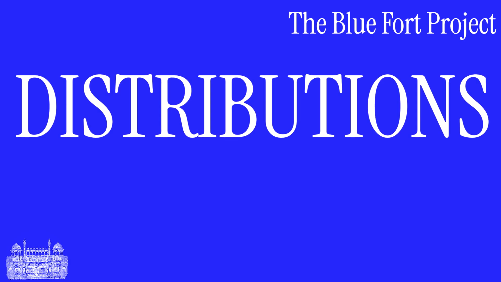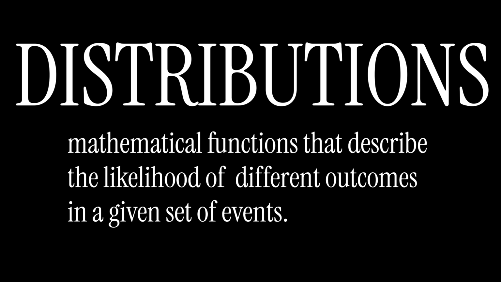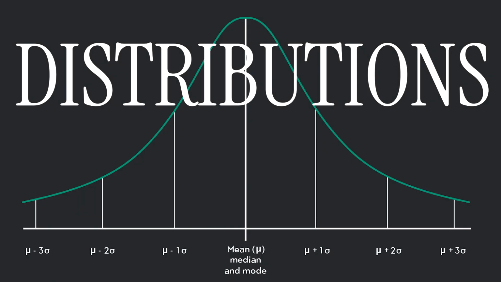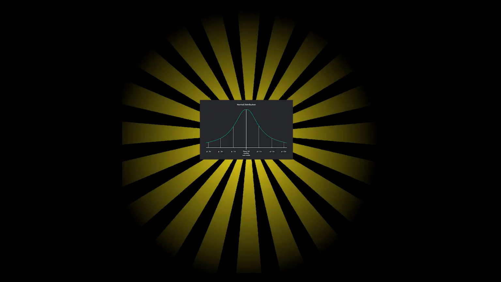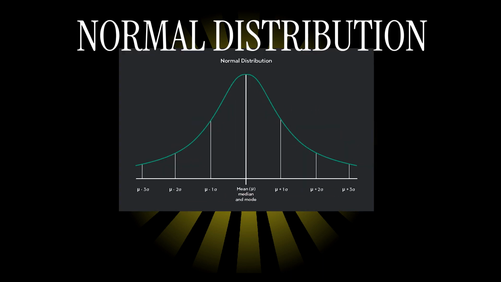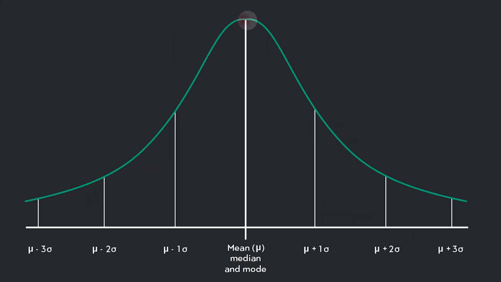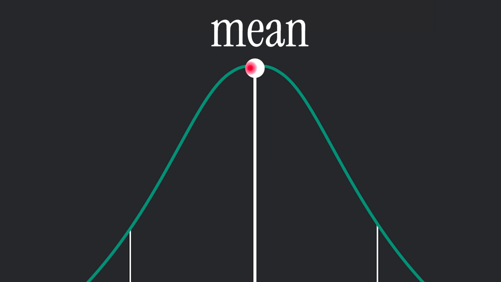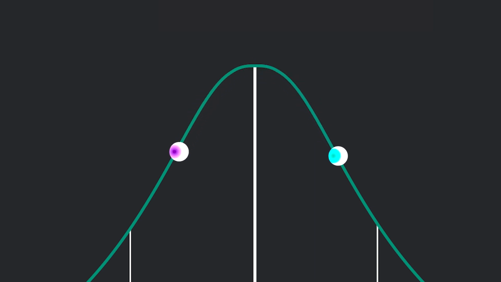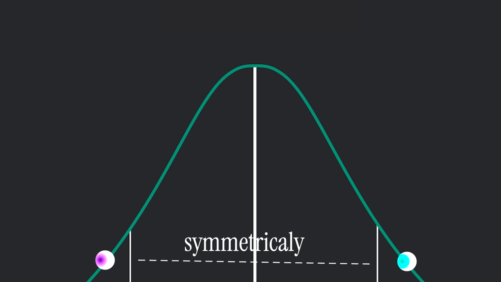Let's talk about distributions. Distributions are mathematical functions that describe the likelihood of different outcomes in a given set of events. Look at this graph, for example. It shows the holy grail of distributions, the normal distribution. We see that there is a central value, which is the most likely to happen. And as we progressively move away from it in either direction, the likelihood of the outcome decreases in symmetrical fashion.